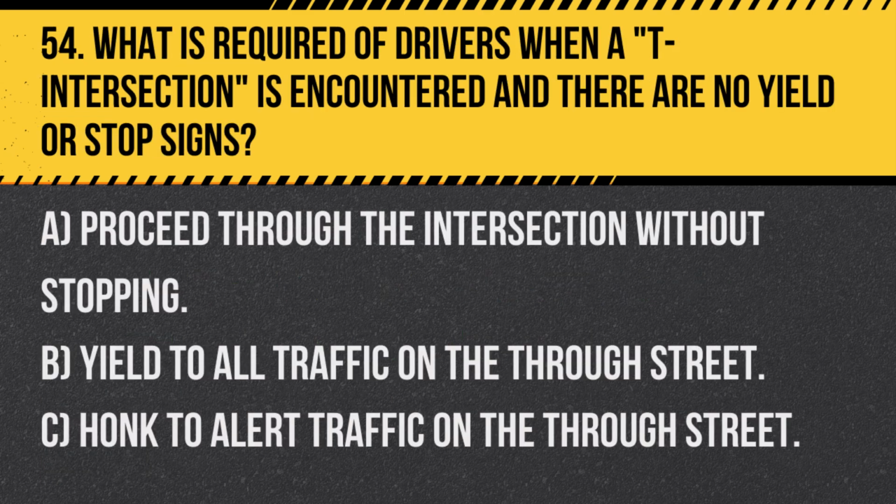Question 54. What is required of drivers when a T intersection is encountered and there are no yield or stop signs? A. Proceed through the intersection without stopping. B. Yield to all traffic on the through street. C. Honk to alert traffic on the through street. Answer: B. Yield to all traffic on the through street. Drivers must give way to vehicles on the through street at a T intersection if there are no signs.